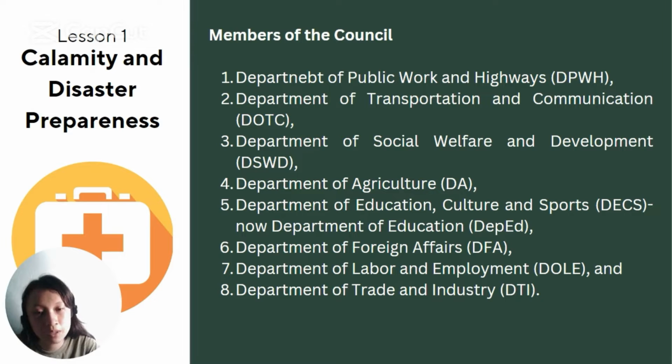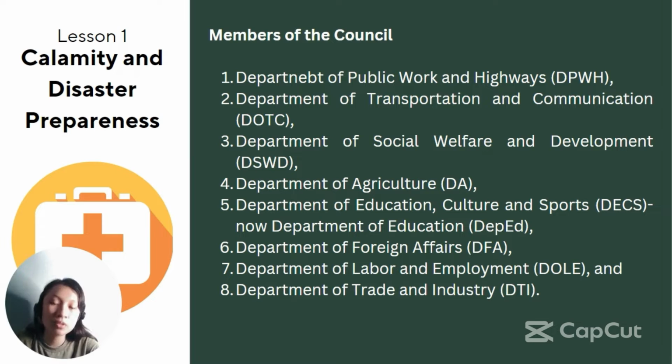Then number six, Department of Foreign Affairs or DFA. So sila ang responsible na mag-advise and assist sa President in planning, organizing, directing, coordinating, integrating, and evaluating the national effort. And then number seven, Department of Labor and Employment or DOLE. So kani sila mo'y mag-give og immediate relief to all the displaced workers from the calamity. So sila mag-give income sa mga displaced workers.